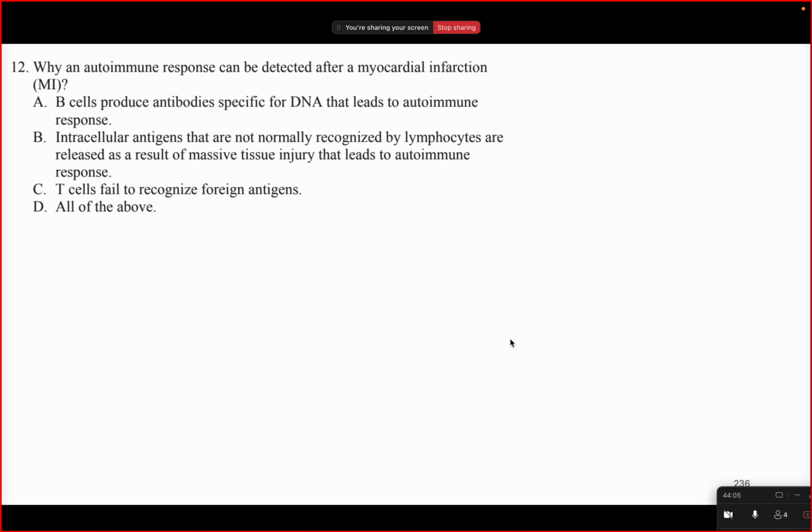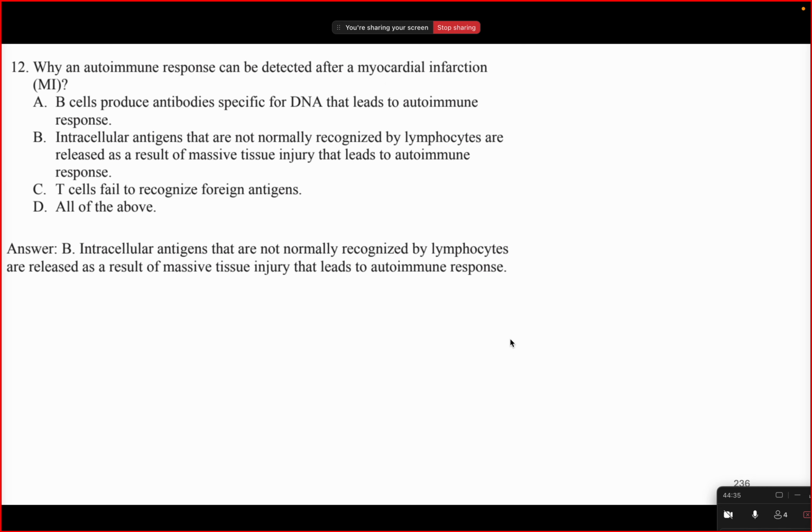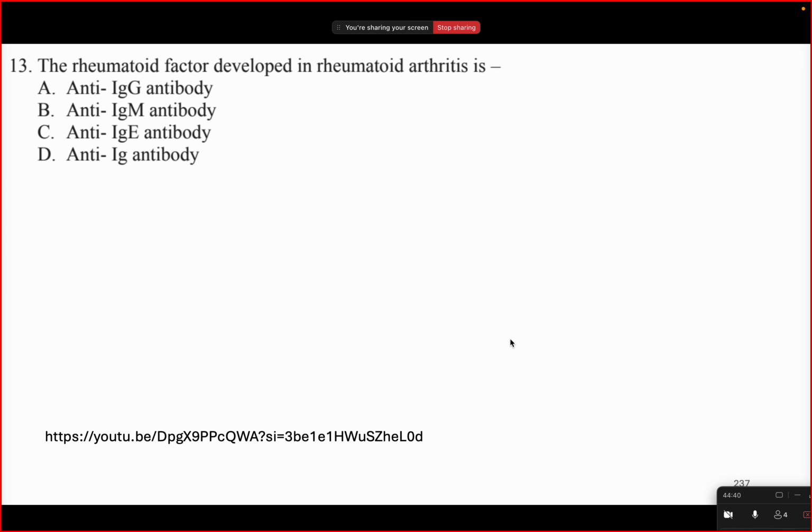Which of the following by an autoimmune response can be detected after a myocardial infarction? B cells produce antibodies specific for DNA that leads to autoimmune response. Intracellular antigens that are not normally recognized by lymphocytes are released as a result of massive tissue injury that leads to autoimmune response. T cells fail to recognize foreign antigens, or all of the above. So the correct answer is B, and this was discussed very nicely in the lectures.